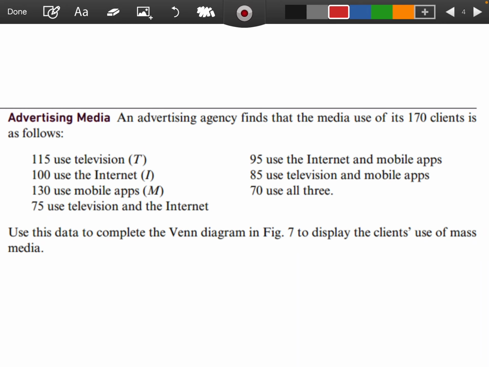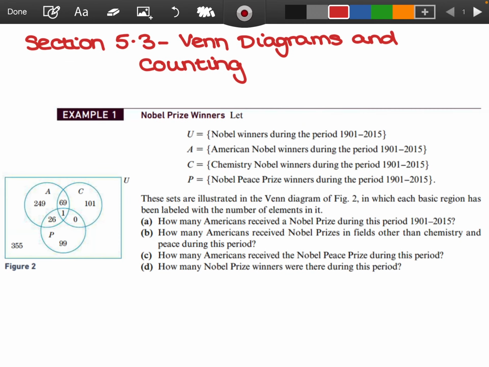The other type of problem that you may see, which is this one that we'll go through, is where they give you this information and ask you to actually draw the Venn diagram and fill it in with all the relevant information. So we're going to start out with this problem here.